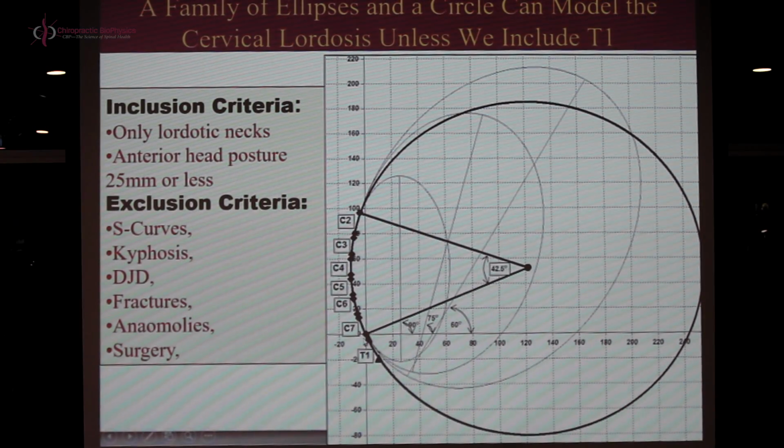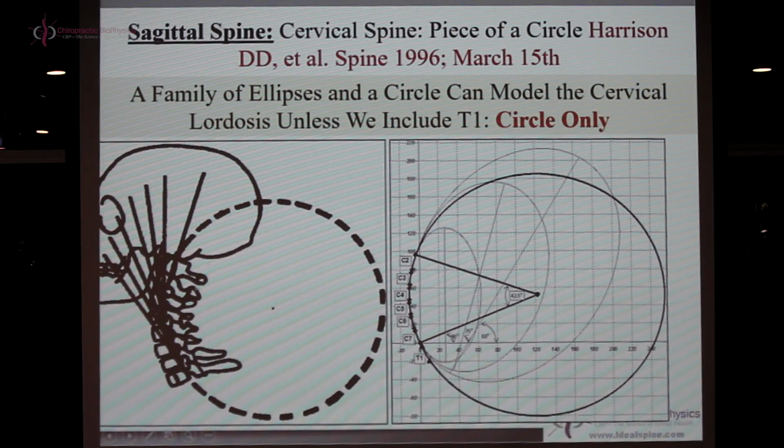Now, ellipses could have fit from C2 to C7 depending on how you rotated or orientated them in space and depending on how you changed their B over A ratio. So we concluded this. If we include T1, the circle is the only geometric shape that accurately models the cervical curve along the posterior vertebral body margins. And we could model chronic and acute pain as well as normal subjects. It was the radius of curve and its height over length ratio that was different between the groups.